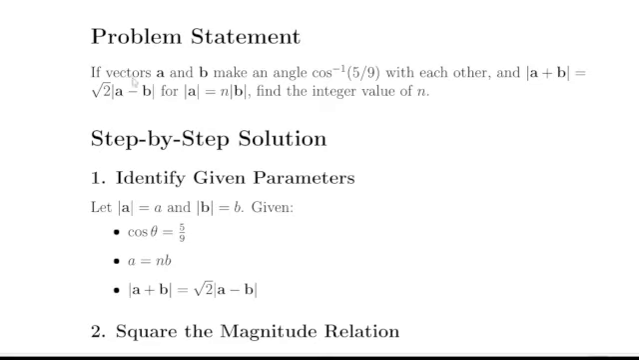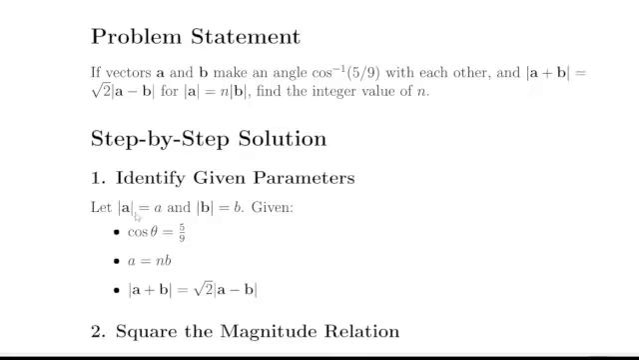In this video, we're given vectors a and b that make an angle of inverse cosine of 5/9 with each other, and the length of a plus b is equal to the square root of 2 times the length of a minus b, for the length of a equals n times the length of b. We want to find the integer value of n.